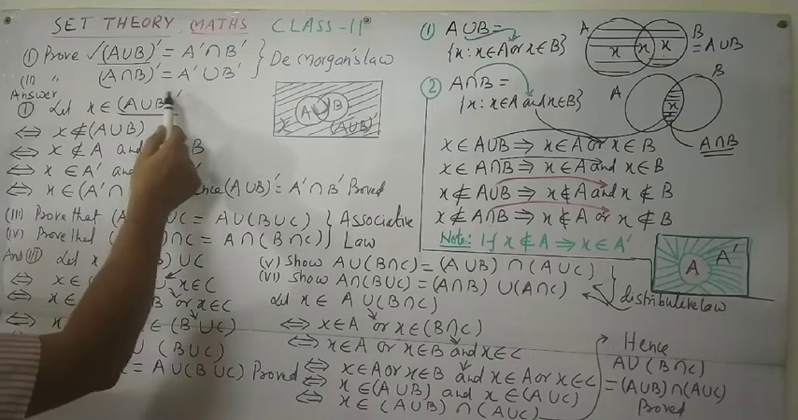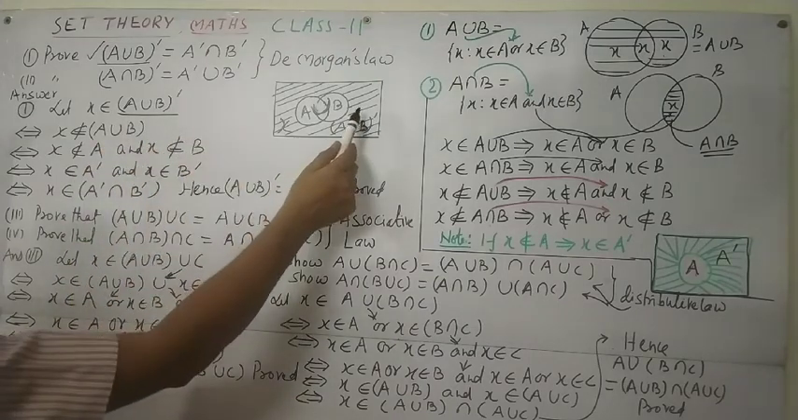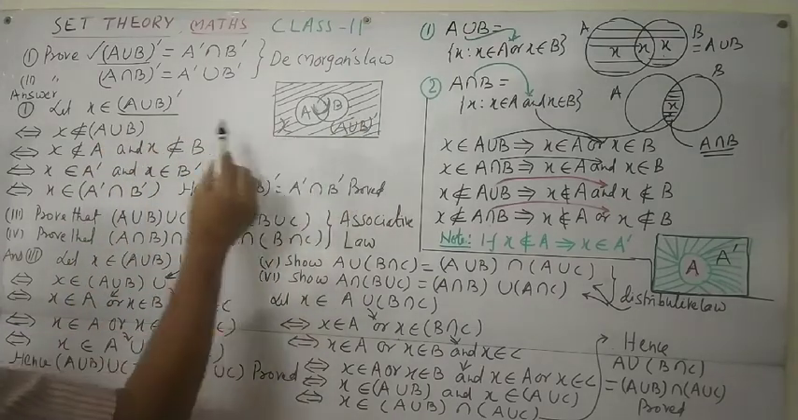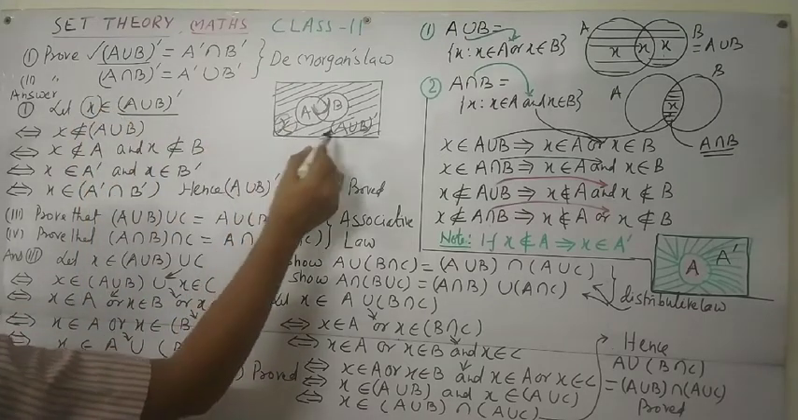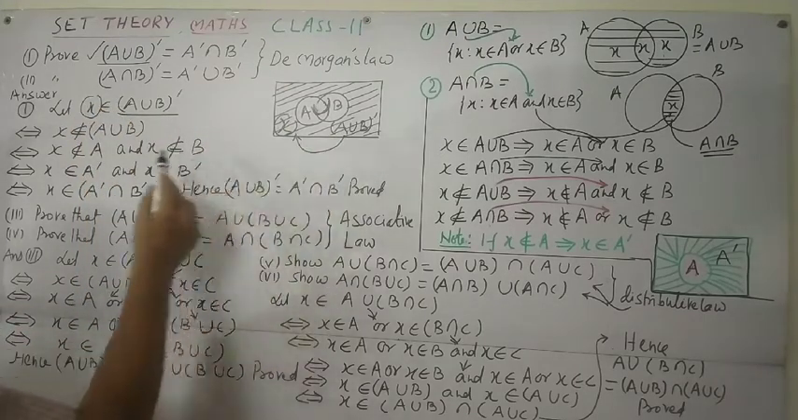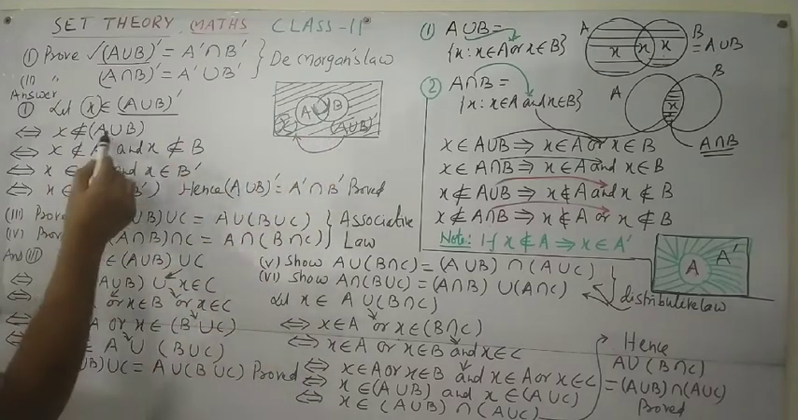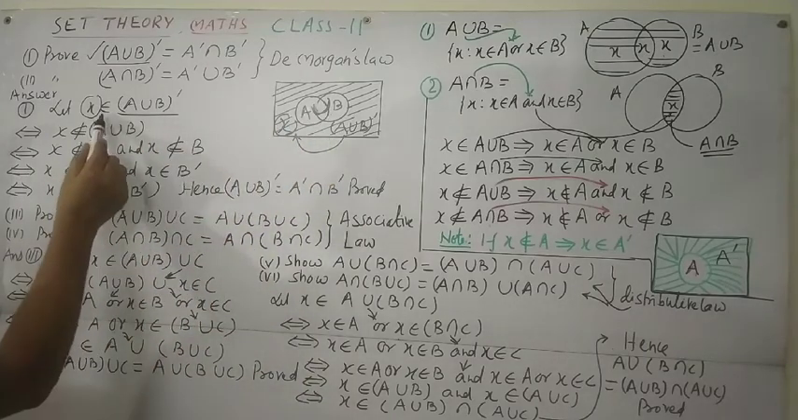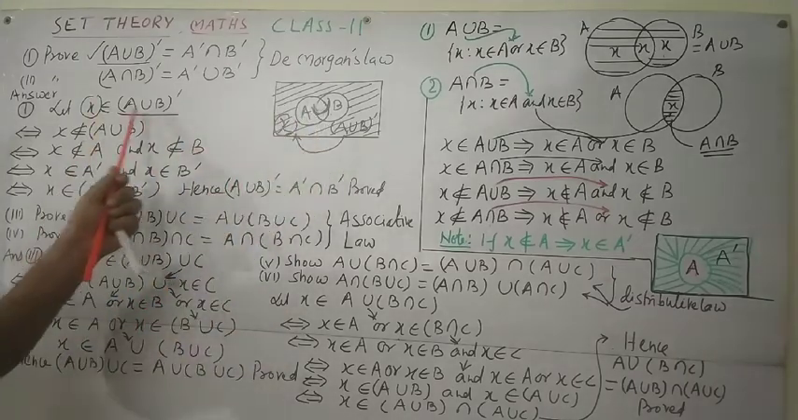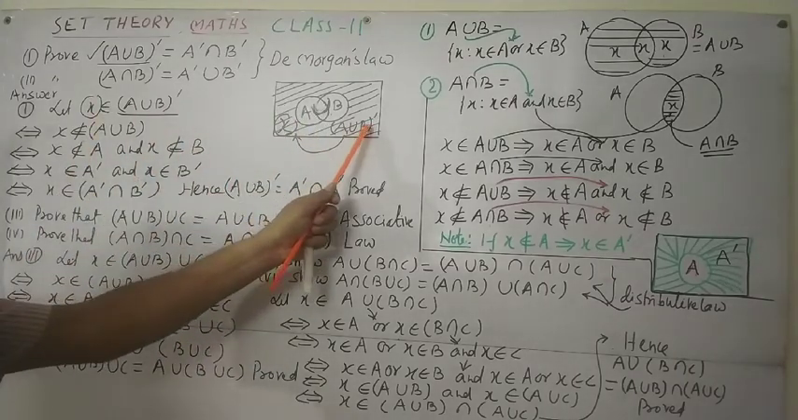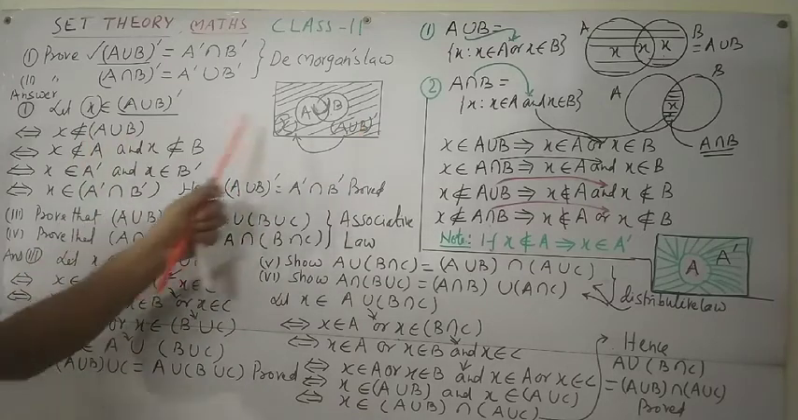अगर x is a member of complement, अगर बाहर में है x, तो just see, अगर x कॉम्प्लीमेंट में है तो अंदर में कभी नहीं हो सकता है. x is never a member of inside. अगर x is a member of complement, बाहर में है, x is never a member of A union B.